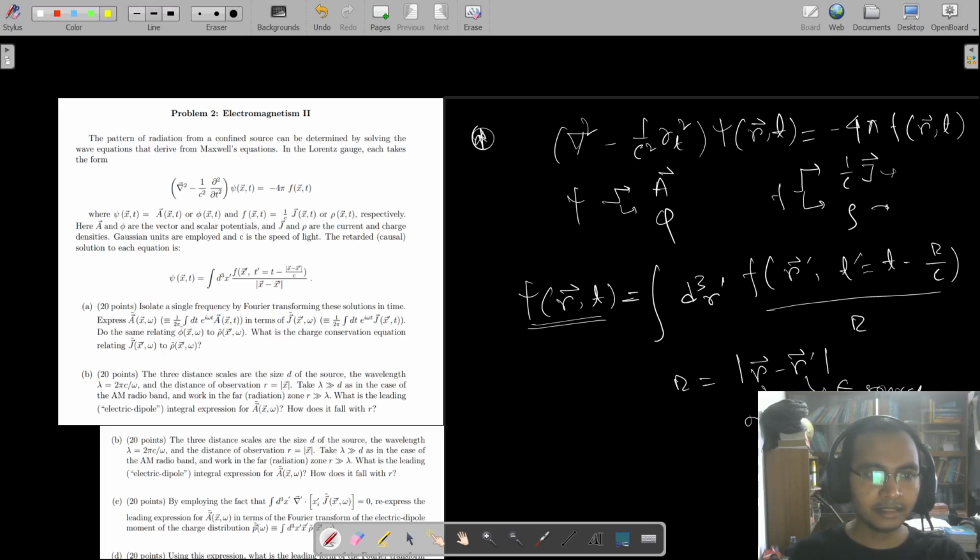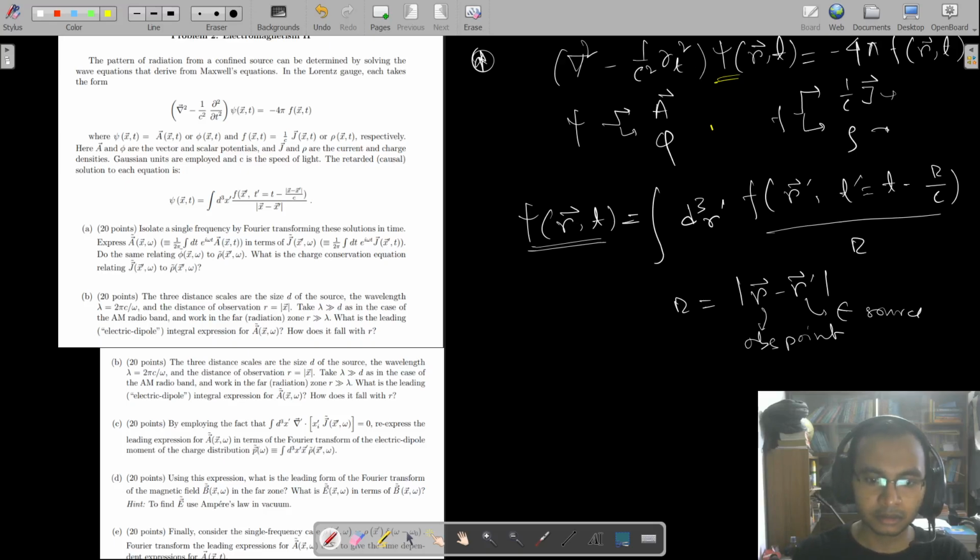So with that in mind, also we have taken the Lorentz gauge, hence the potentials are governed by this equation. With that in mind, let's move to the first question, question A, which tells us to take the Fourier decomposition of the potentials and the corresponding densities.